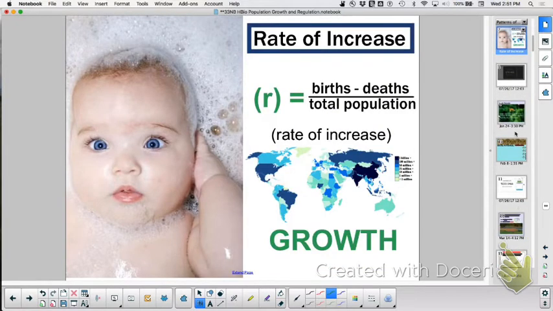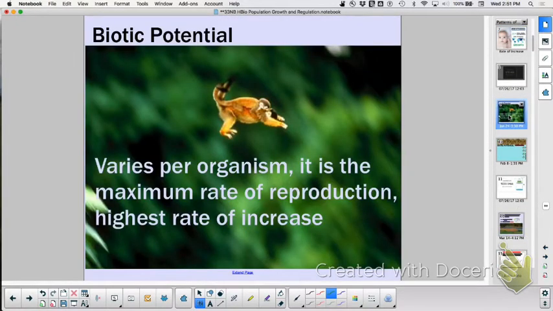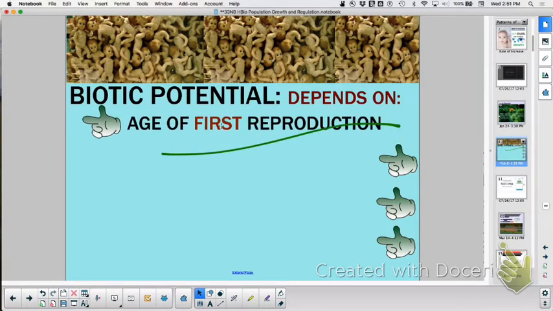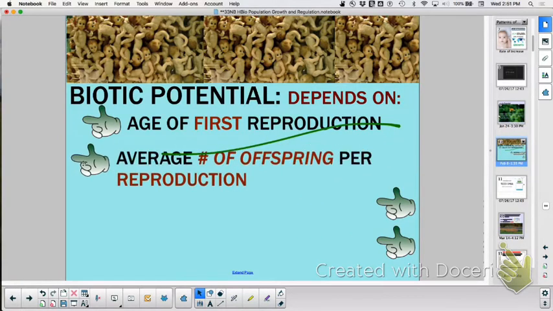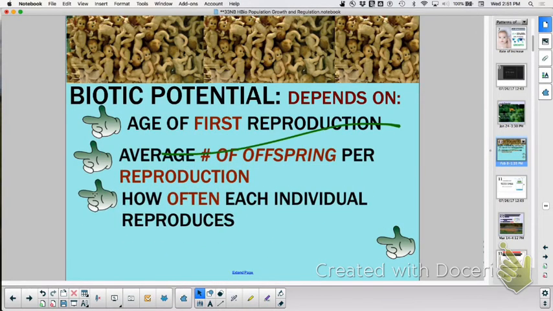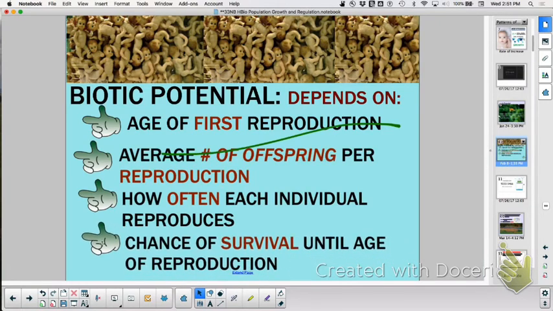Births, deaths. Oh, we skipped this. Biotic potential. Maximum number of offspring you have, that's dependent upon 4 things. When you first start having sex, which you should not be doing right now. Average number of offspring per reproduction when you do start. How many kids do you have? How often do you do that? And then what are the odds that they will survive until age of reproduction? Okay. When are you starting? How many do you have? How often do you do it? And will you live? That's the biotic potential.